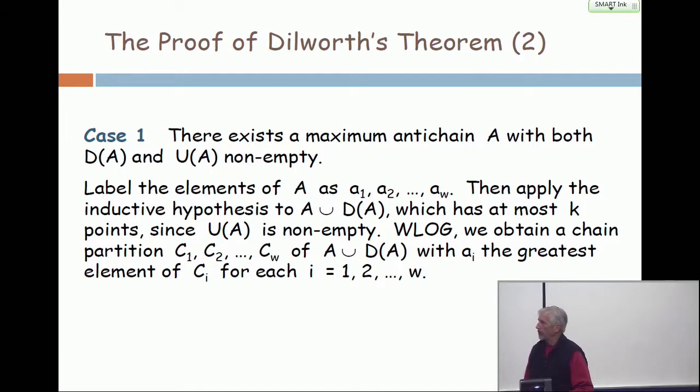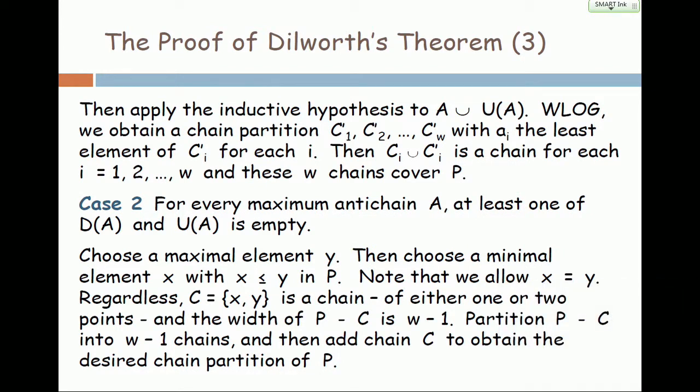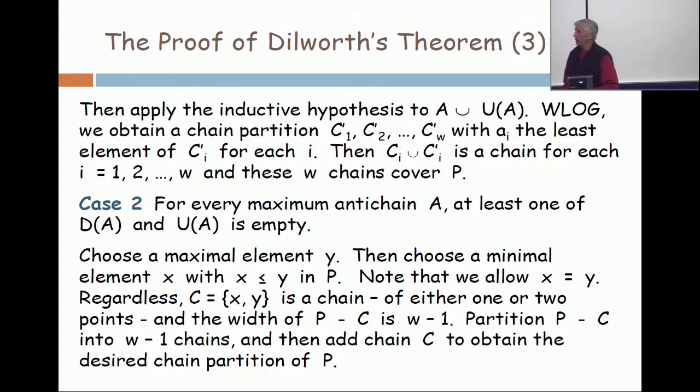Without loss of generality, we obtain a chain partition of A union down from A with A sub I the greatest element, and then you apply it to A union up from A. This is writing in words what we just did with pictures. Now we obtain a chain partition with A sub I the least element. And then we just simply glue the chains together. So in the middle of this slide is where the picture that I just had on the doc cam.